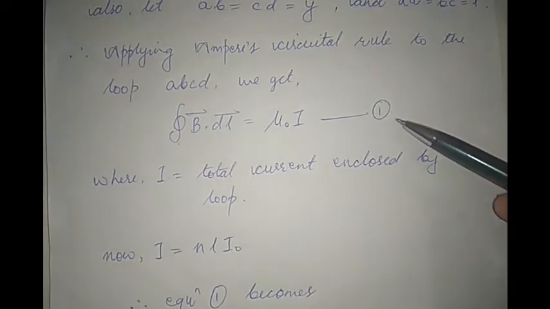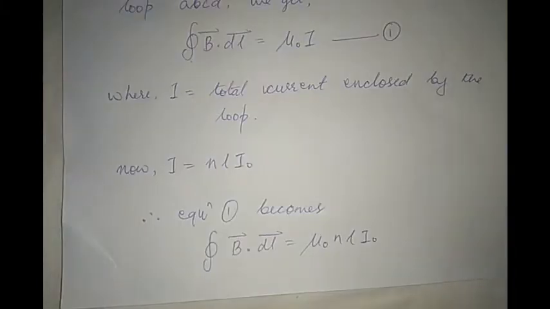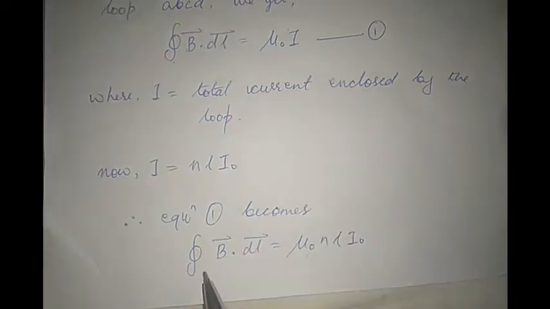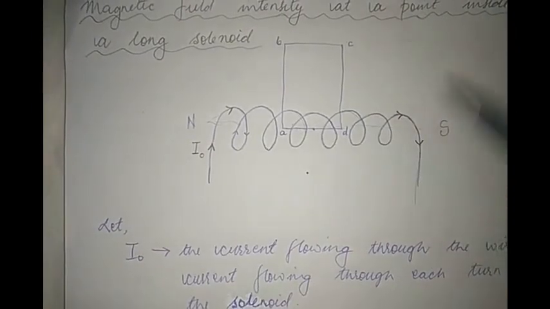Therefore, if this is equation 1, then substituting this value of I, we get integration B dot dl is equal to mu naught nL I0. Now look at this equation carefully. The left hand side especially, what we are doing is we are integrating over a closed loop. The closed loop is ABCD. So we are integrating over the closed loop ABCD.